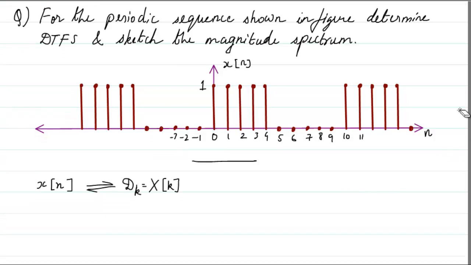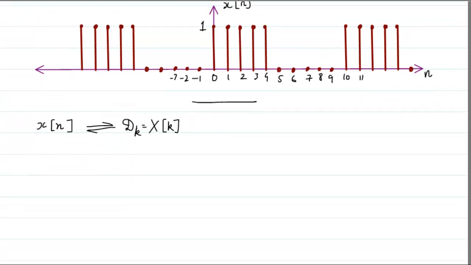So we will find out the DTFS for this particular periodic sequence. Now what is the equation of DTFS? If we have a periodic signal x of n, then we can find X of k as 1 by N naught, where N naught is the period of the periodic signal, summation going from n equal to 0 to N naught minus 1. Sometimes in certain textbooks it is written as n within a range of N naught.